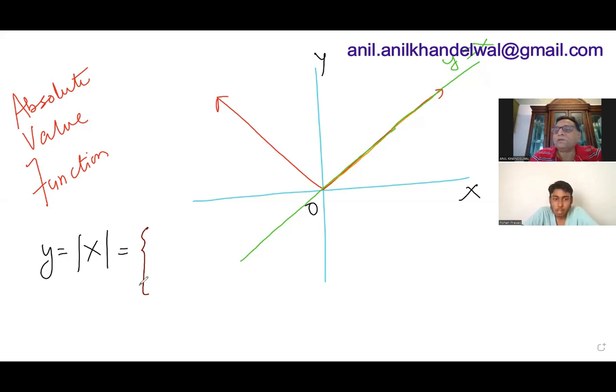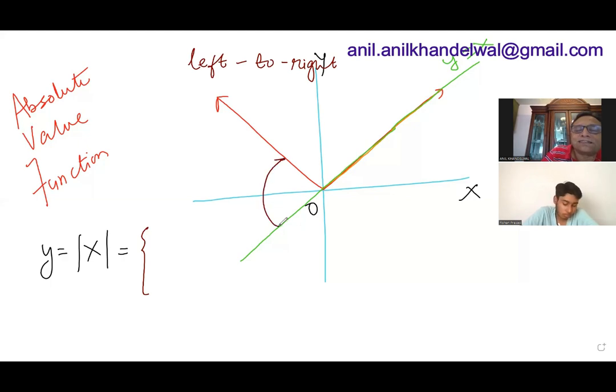Perfect. One important thing is whenever you look at a graph, always see left to right. Is it okay? Yes, sir. So first we'll talk about what happens from minus infinity to 0, the left side of 0. When it is on the left side of 0, it is reflected on the x-axis. The negative values of x become positive values. So when x is less than 0, absolute value of x is negative value of x. Do you understand this part?